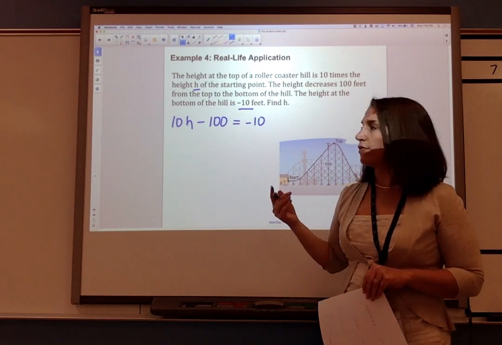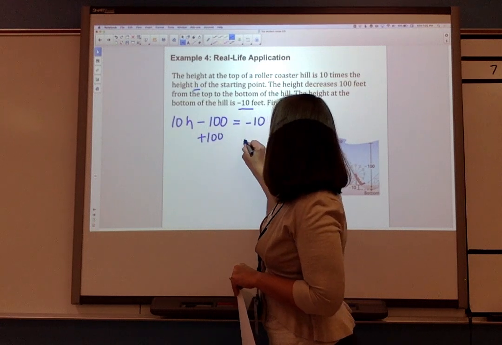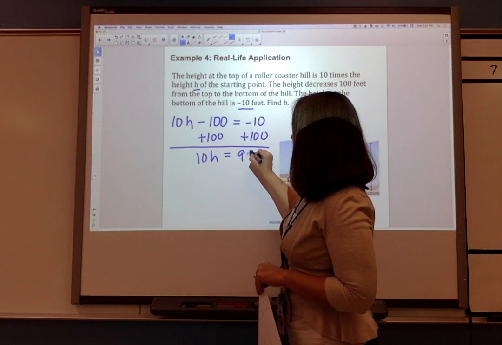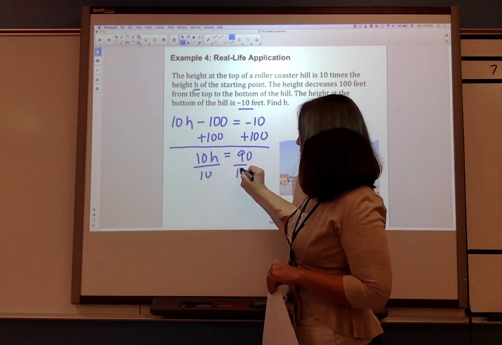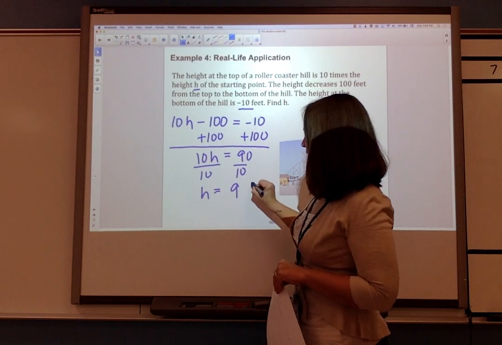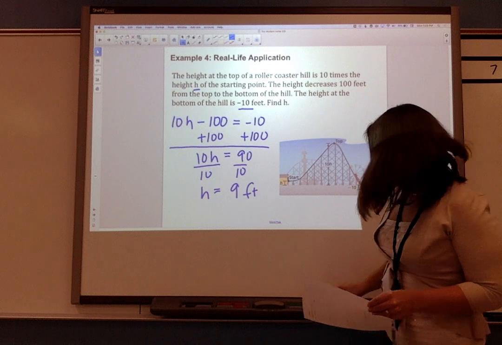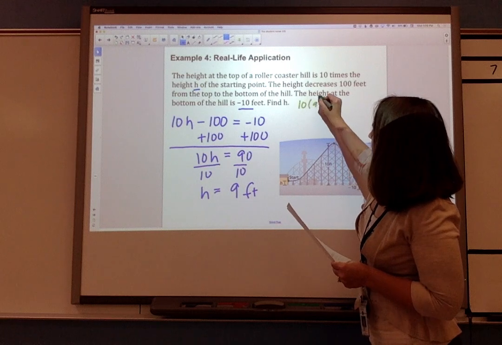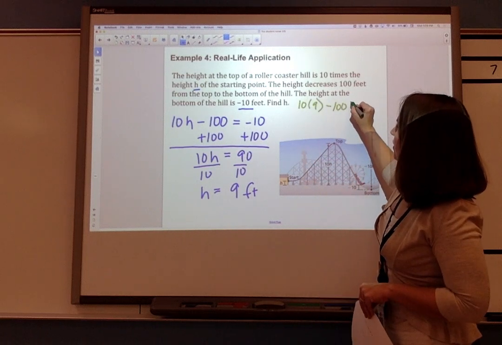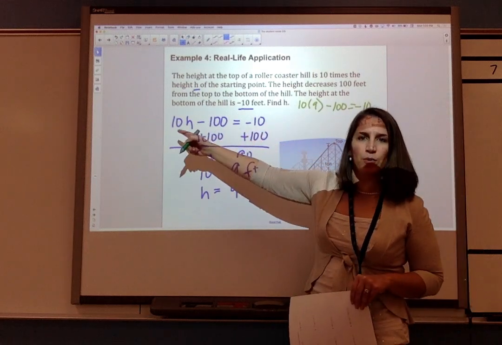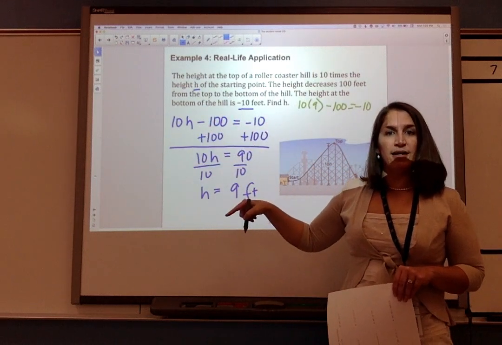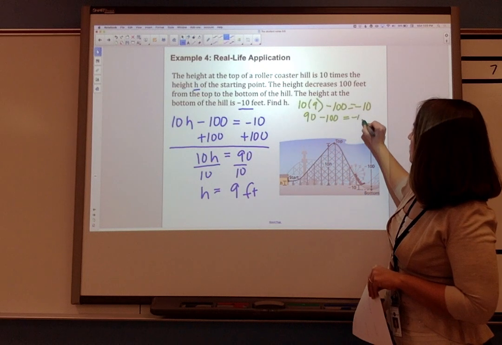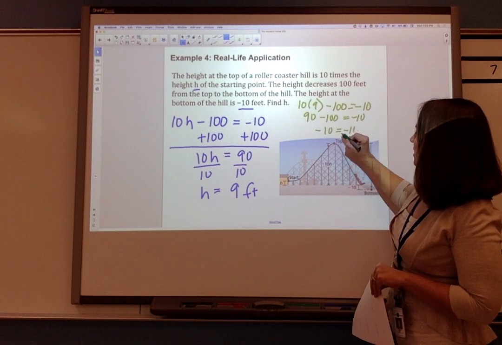We're going to get the constants all on the right, so we're going to add 100 to both sides. We get 10h equals 90. We'll divide by 10 on both sides and get h equals 9 feet. We can do a little check here too to say that 10 times 9 minus 100 equals negative 10. So we used our original equation we wrote and used 9 in place of that starting height. So now we have 90 minus 100 equals negative 10, and negative 10 is equal to negative 10.